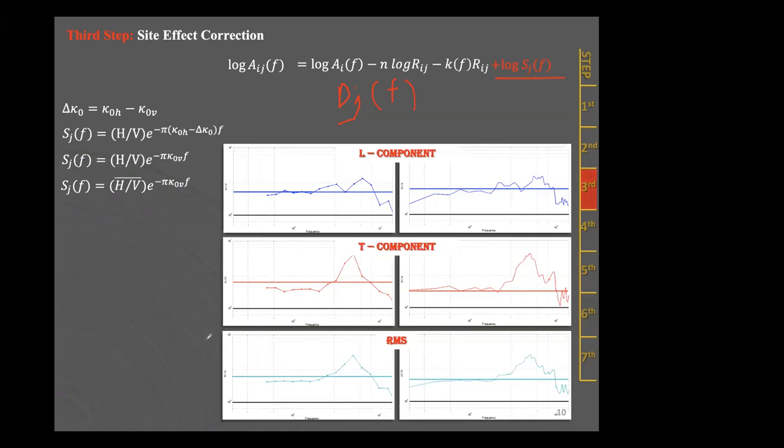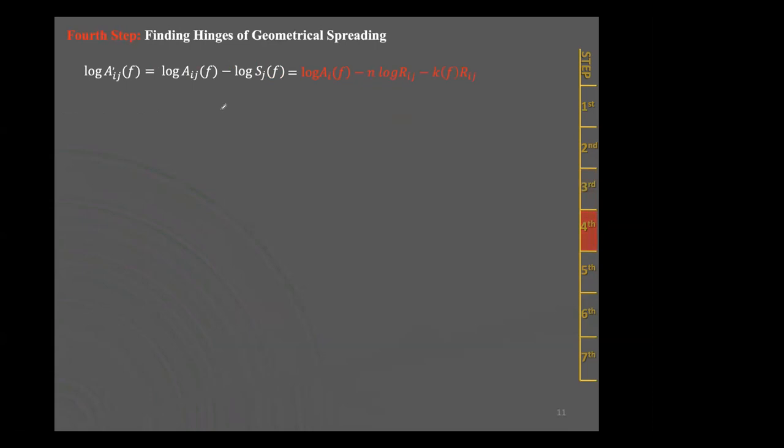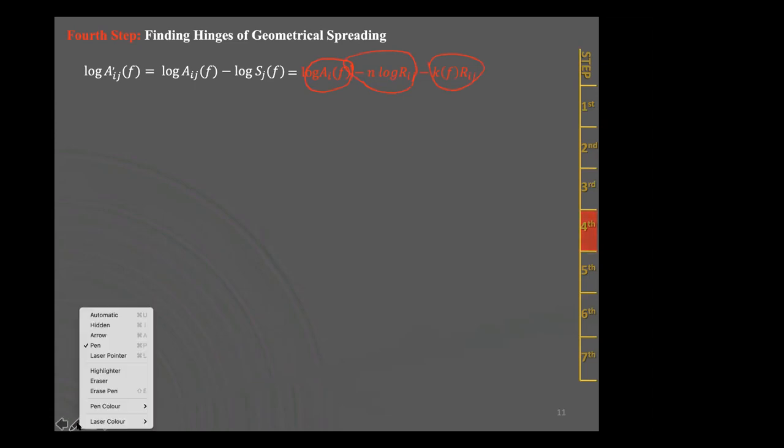Okay, so where are we? Can I remove this? Great. So we were going to estimate the hinges of geometrical spreading, and we already removed the site effects from the Fourier amplitude spectra. So we got A prime IJ, which is the site corrected Fourier amplitude spectra. The contributing factors in this one are just the source term, geometrical spreading, and anelastic attenuation. Is that clear? Because this is step by step.